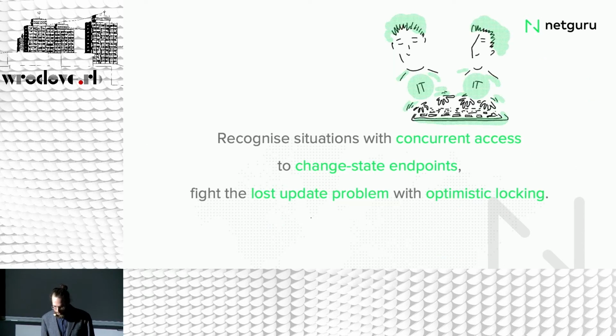So the takeaway from this is that when you design an application protocol, you should recognize situations when there is concurrent access to the same resources, but concurrent access to the change actions, change endpoints. And whenever you see such situations, you can apply optimistic locking. Optimistic is cool because it's optimistic, of course, but it's also cool because it can be really easily applied to protocols, and it actually is the best solution for many communication patterns.